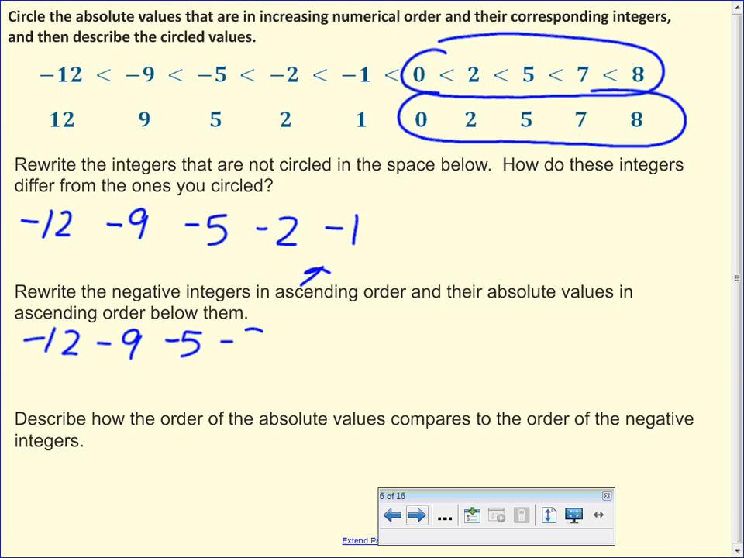So here are the integers, but if we write their absolute values, uh-oh. How does my ordering compare? The order of the absolute values is what when you compare them to the order of the integers? They're opposite.